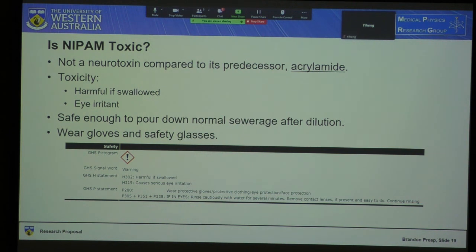But the main aim of the project is to look at the trends: if you change the NIPAM composition or the BIS composition, what happens.